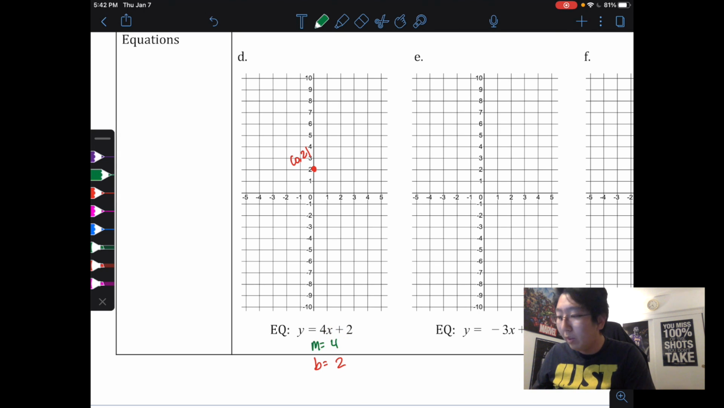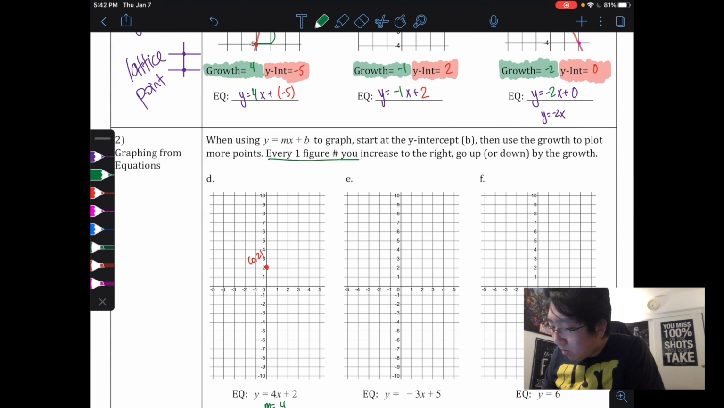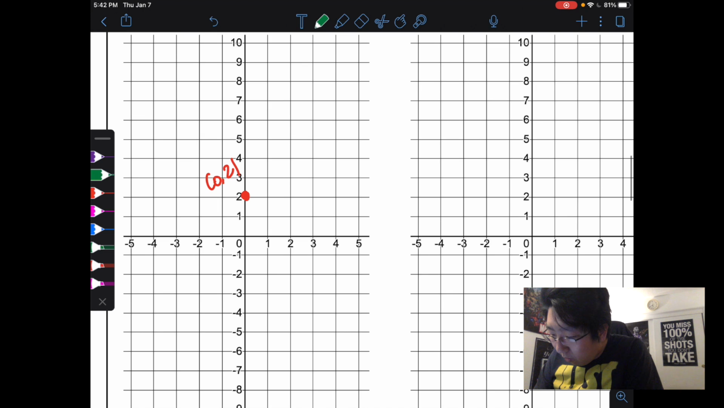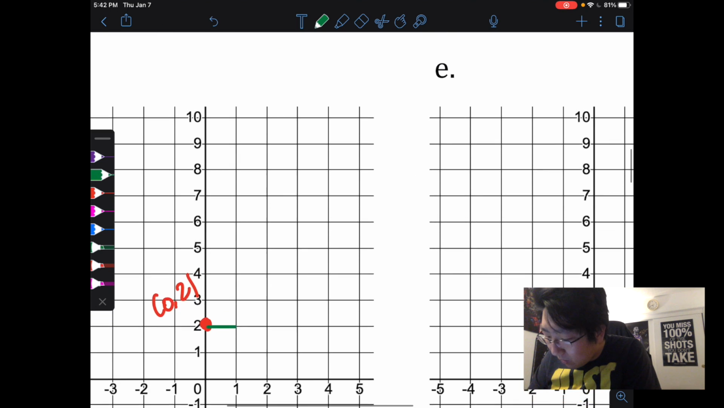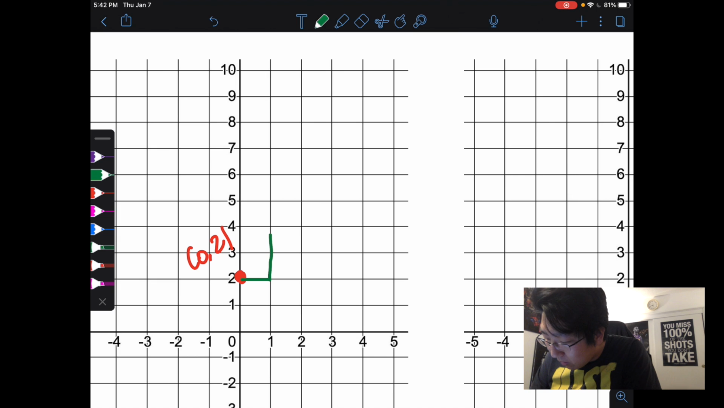Now this is key, okay? Each one figure you increase to the right. So when we go over 1, right? The key is you're going from figure 0 to figure 1, or 0 years to 1 years, whatever it is. If you go over 1, how much is it going to grow by? It's going to grow by 4. So it's positive 4, which means it's going to go up 1, 2, 3, 4. So there's my next point. I'll go over 1, up 1, 2, 3, 4.